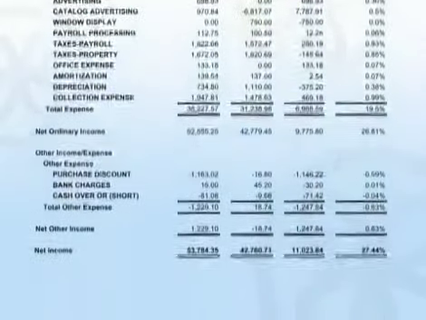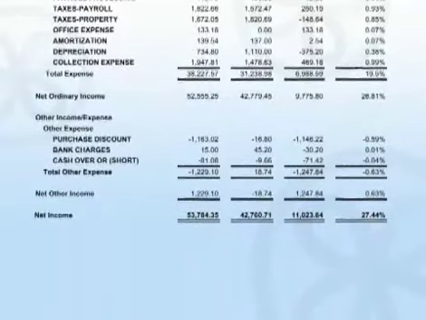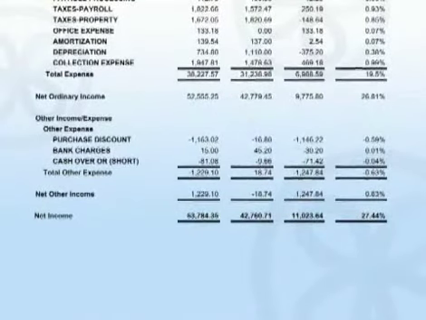Other expenses, purchase discounts if you pay on time. Usually in our industry, you'll receive discounts, and it's encouraged that you certainly do that. So the net income for the month was $53,000 versus $42,000 last year. We had some nice growth for the month of December.